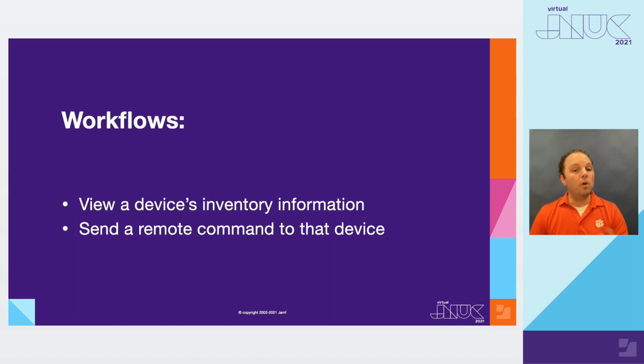Cool. So we're going to look at a couple of different workflows. The first thing we're going to do is look at how we can use the Jamf Pro Classic API to view a device's inventory information.